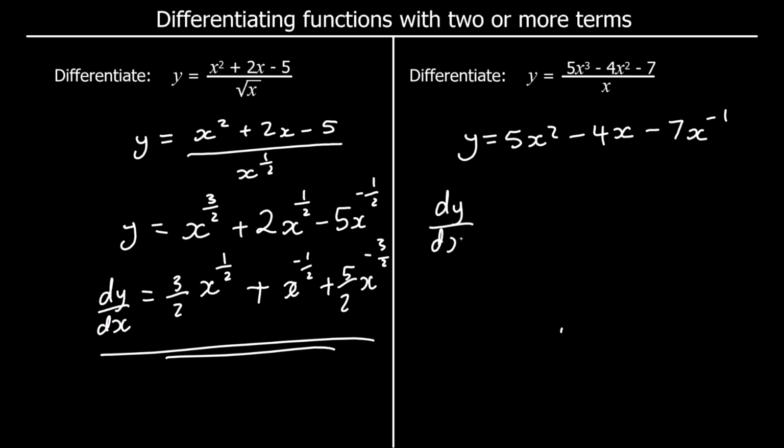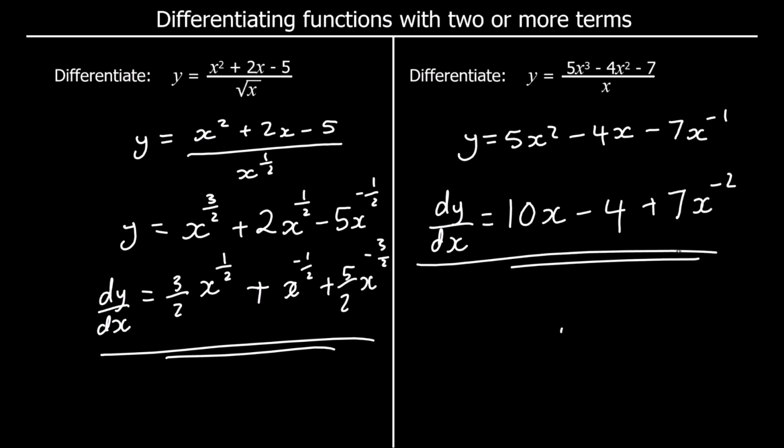Then we can write out dy/dx: times by the power, take 1 off the power. Negative 4x has got a gradient of negative 4. And times by the power, take 1 off the power. So dy/dx is 10x minus 4 plus 7x to the power of negative 2.